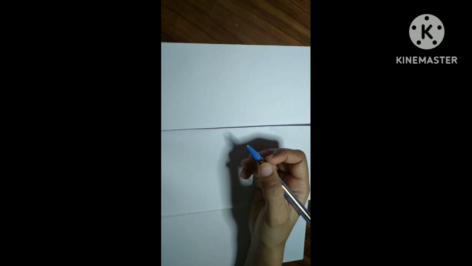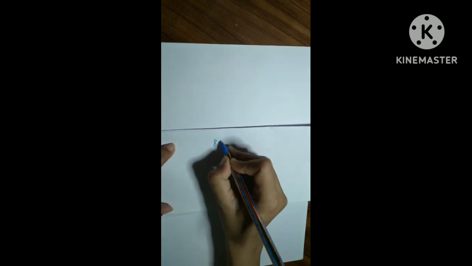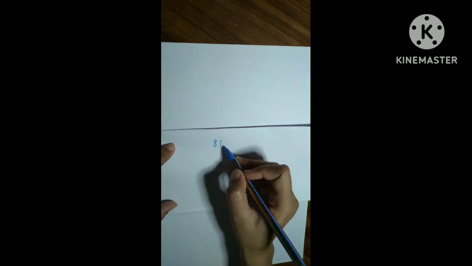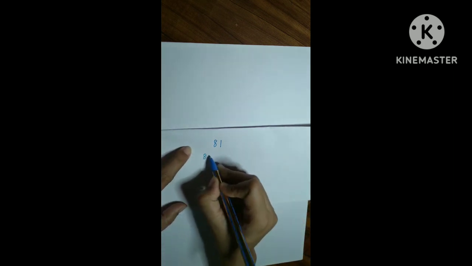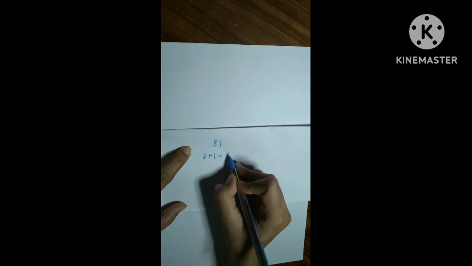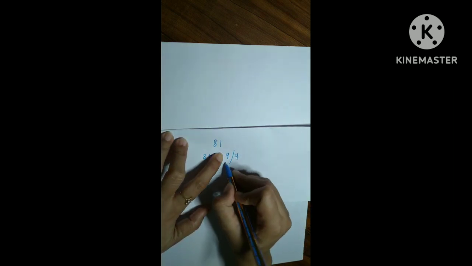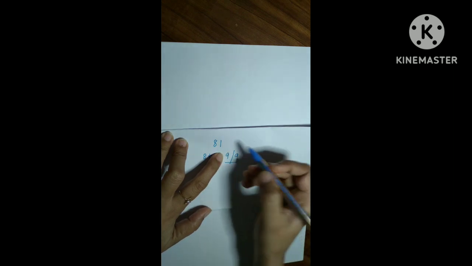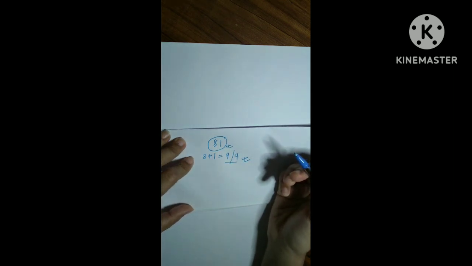Divisibility by 9. Let us take the example. It says if the sum of its digits is divisible by 9. So let us take the sum, 8 plus 1, 9. If the sum is getting divided by 9, it will be divided by 81 as well. It is getting divided, so this number will be completely divisible by 9.